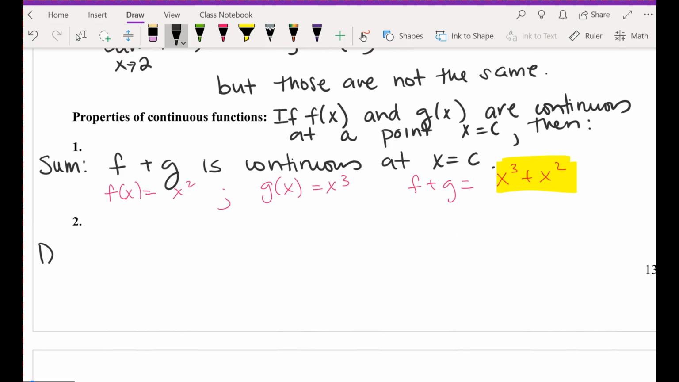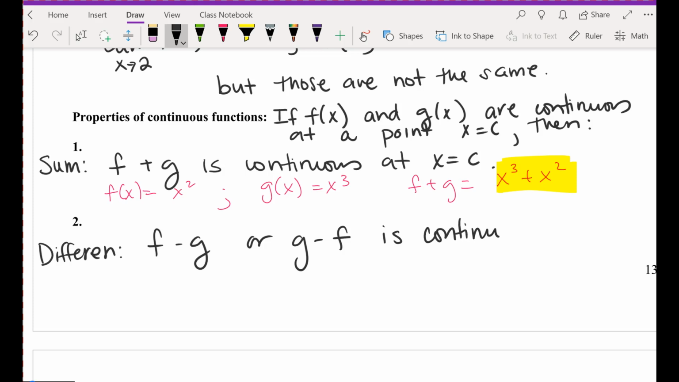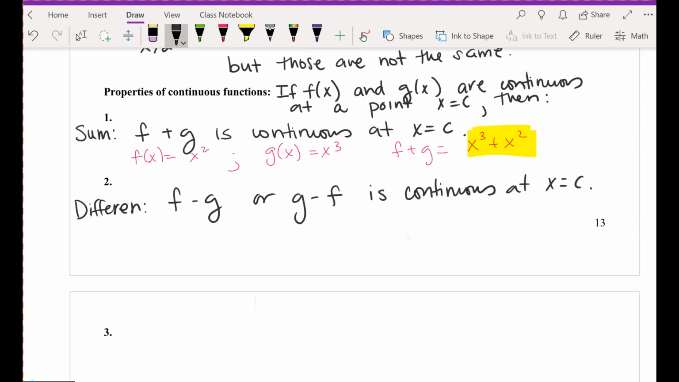Same thing with difference, same concept. If you do f minus g or even g minus f, it's still continuous at your chosen value of x, which in our case is c. What if you multiply your two functions? If they're continuous independently, the product should still be continuous.